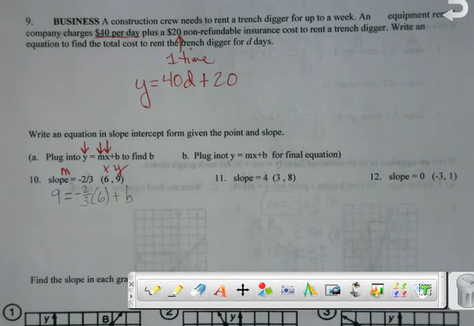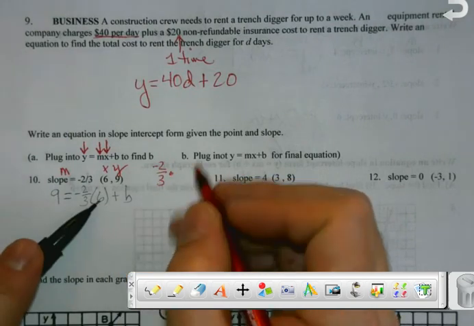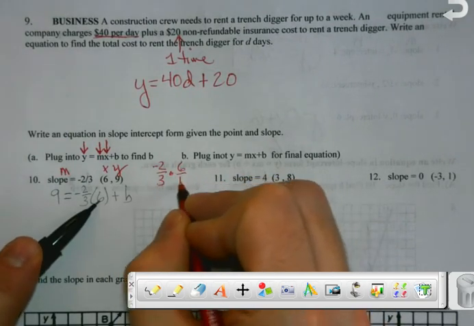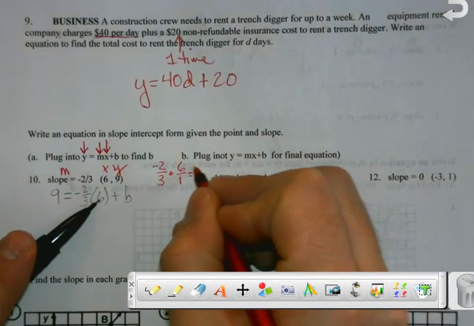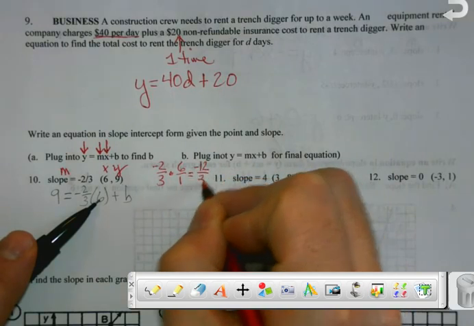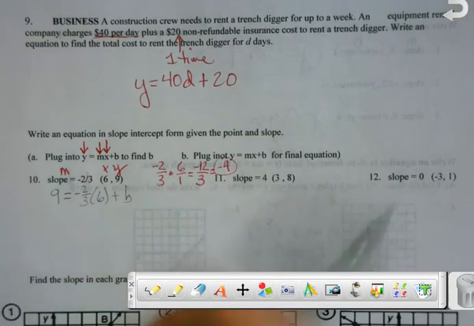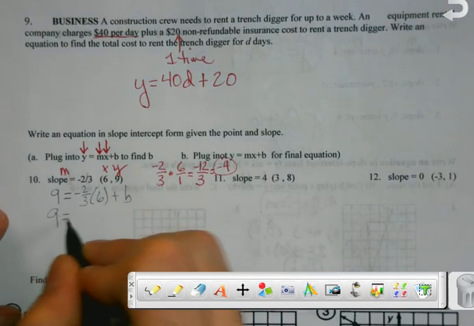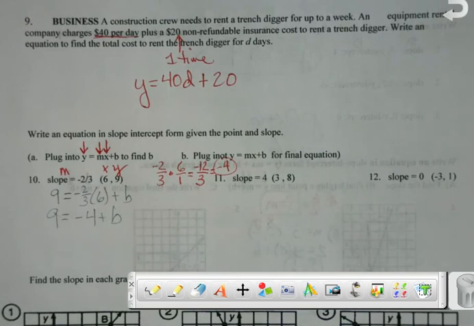Here comes the fractions again. Remember, if you have a fraction, don't panic. We're going to turn that 6 into a fraction, because once I do that, now I can just multiply straight across, and that number will come out nice. So I just replace that with -4.